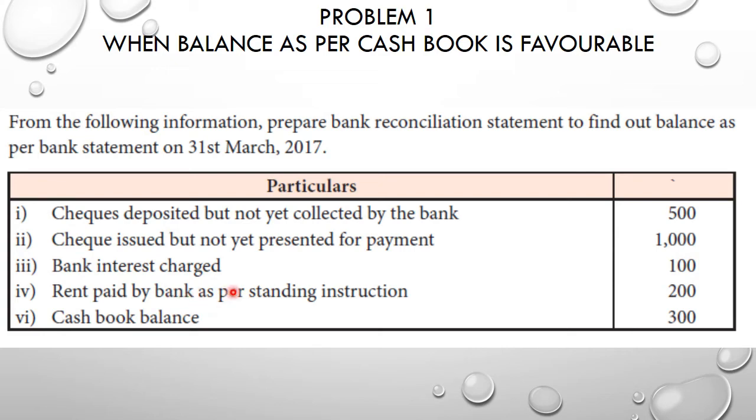Bank interest charged 100. Rent paid by bank as per standing instruction 200. Cash book balance is 300. So that is a favorable balance. Let's see the solution.